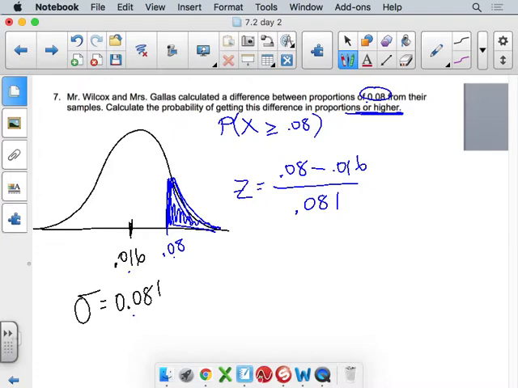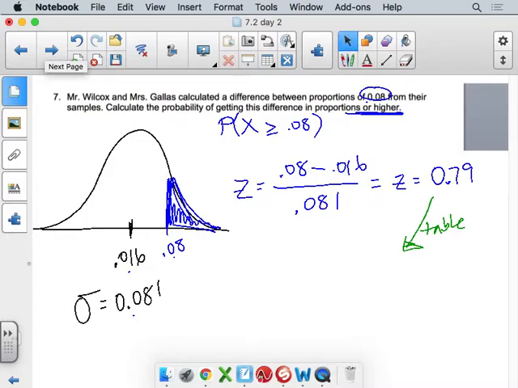Point 0.08 minus 6 divided by, and I got a z-score, so z equals positive 0.79. That's about right. So 0.79 is our z-score. And so then what we're going to do is we've got a table of values with these standardized scores on our formula chart.